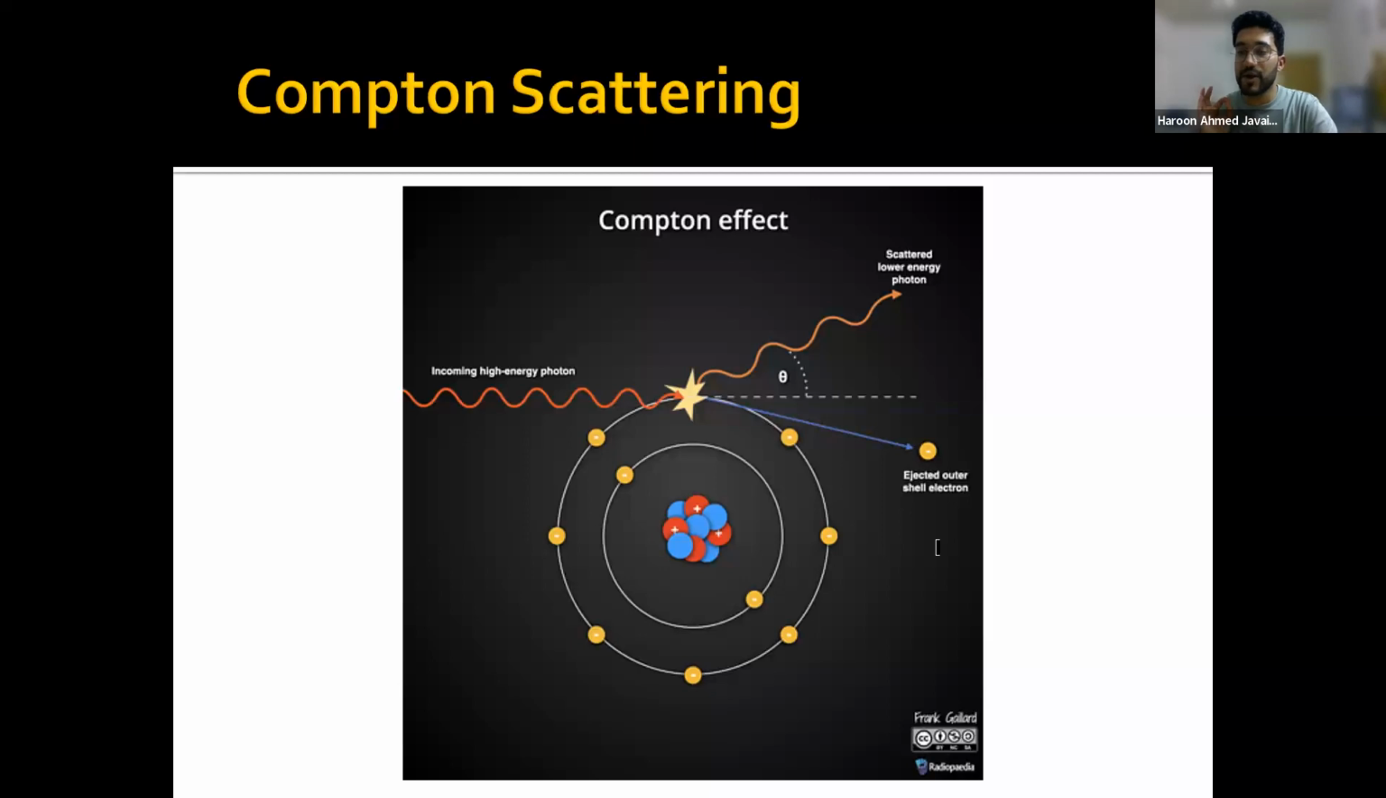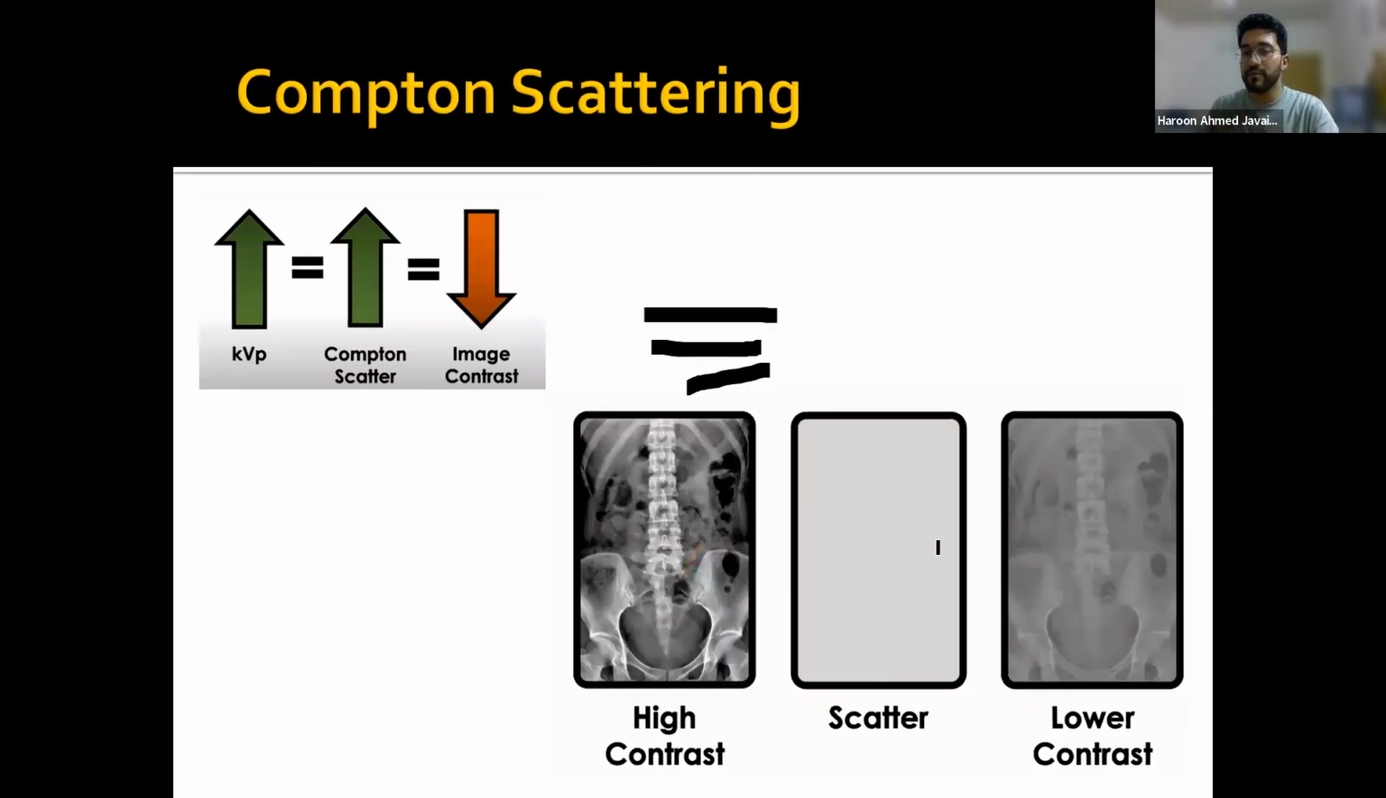Scatter decreases image quality. The more scatter you have, the more crisscross you have of the image, and that's why you cannot have an image of good quality.